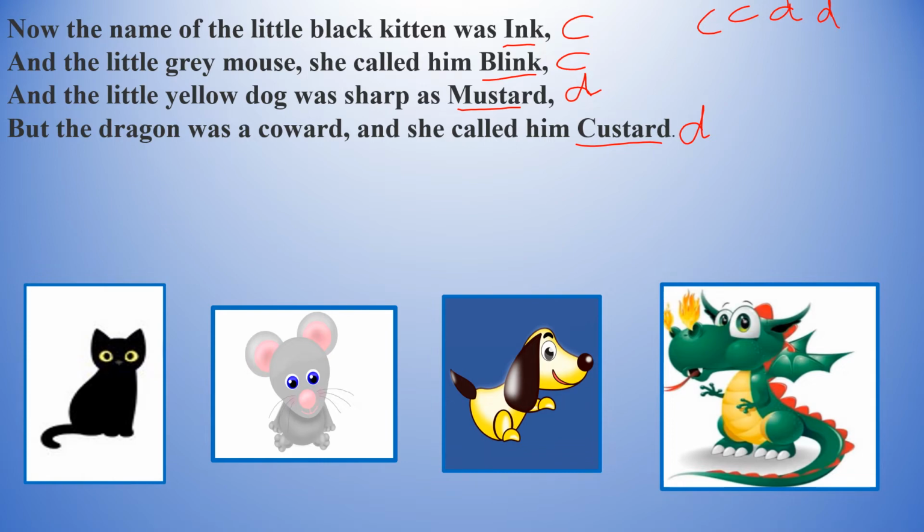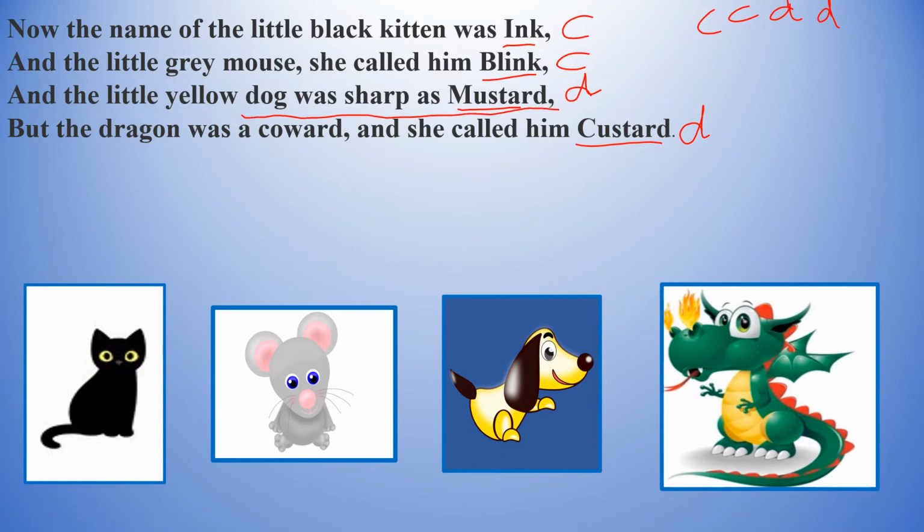Now let's discuss the poetic devices used in the second stanza. The first poetic device used in the second stanza is simile. Let's come to the third line, dear children: "Dog was sharp as mustard."